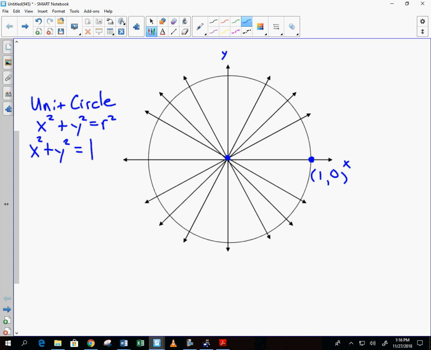Let's try another one, see if you can convince yourself of this. I'm going to move to this spot on the circle. Can somebody tell me that coordinate? 0, 1. Good work. You all good? Can somebody tell me this coordinate here? -1, 0.